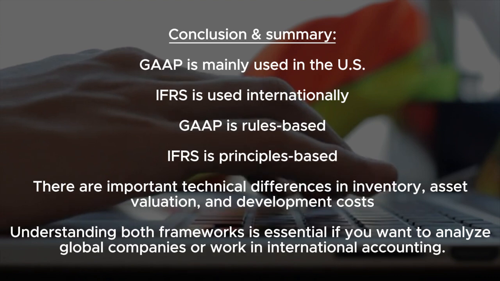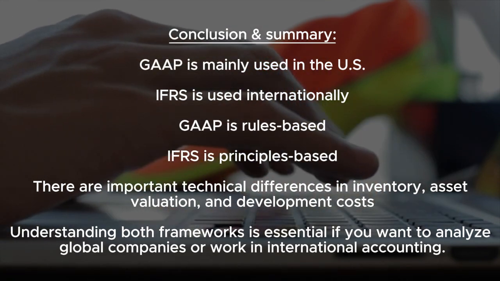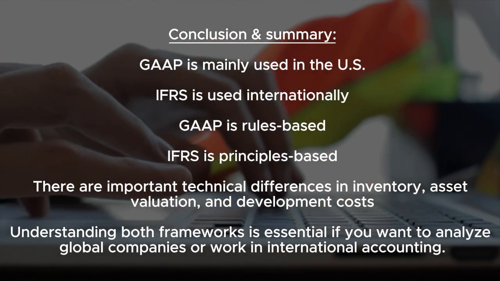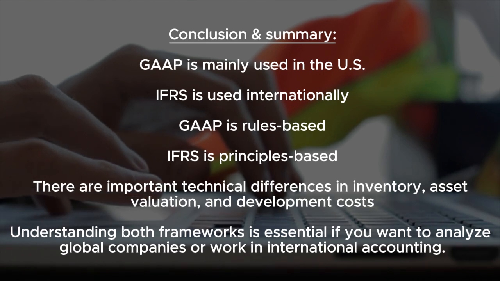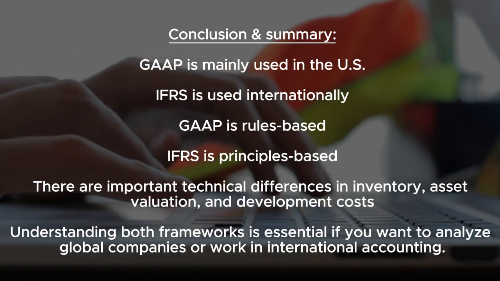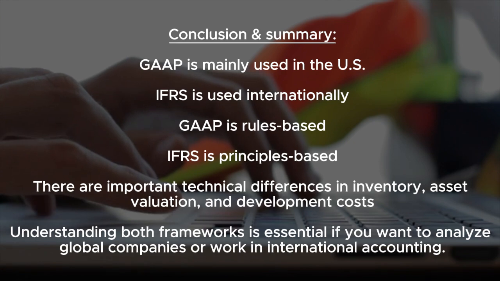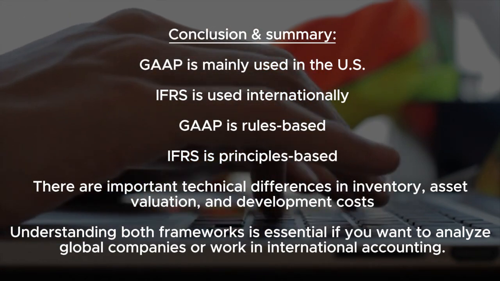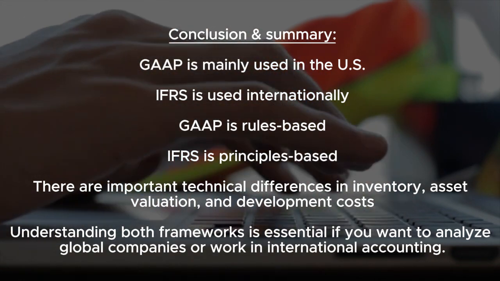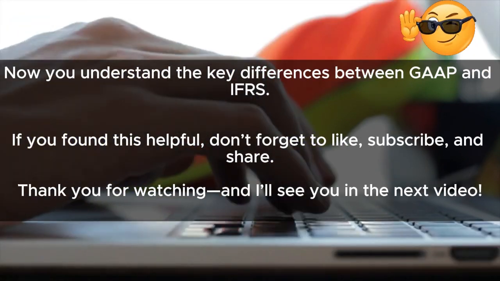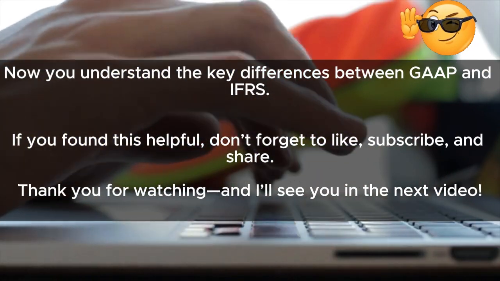Conclusion. To summarize, GAAP is mainly used in the US. IFRS is used internationally. GAAP is rules-based. IFRS is principles-based. There are important technical differences in inventory, asset valuation, and development costs. Understanding both frameworks is essential if you want to analyze global companies or work in international accounting. Now you understand the key differences between GAAP and IFRS.